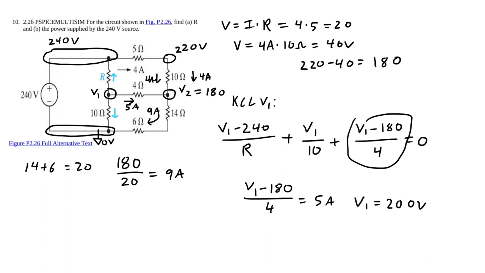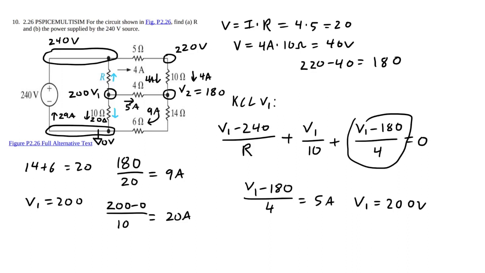Okay. So if we know that V1 equals 200 volts, let's put that here. Now we can find the current flowing through that 10 ohm resistor. So 200 volts minus 0 divided by 10 equals 20 amps. And since we have 20 amps going this way, 9 amps going that way, we found our supply current.